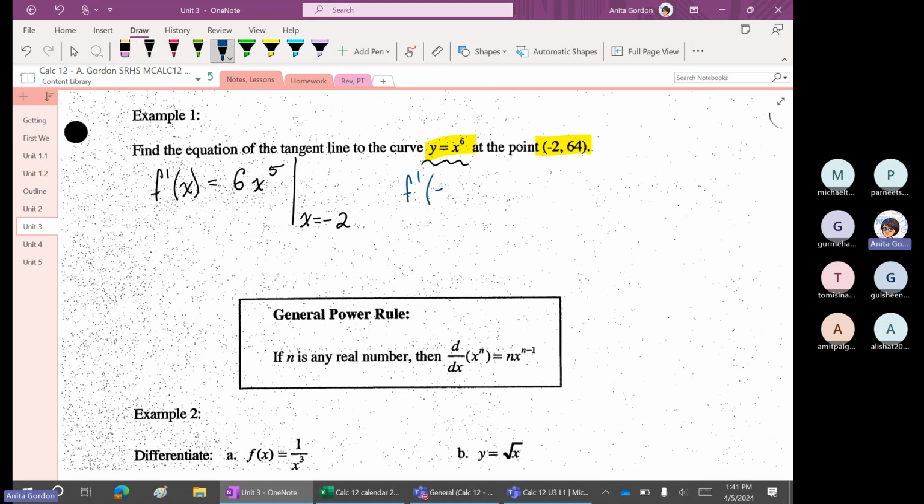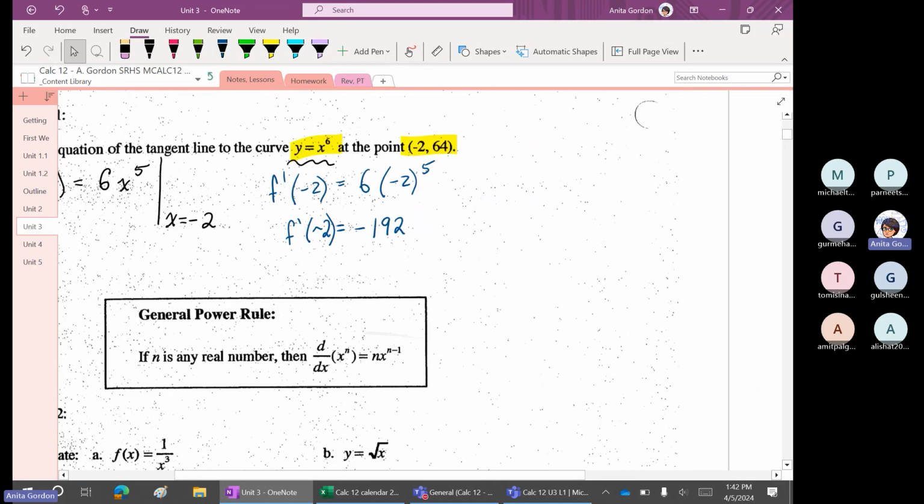F prime evaluated at -2 is the same as 6 times -2 to the power 5. I'll give you a head start. It's a negative number. What would you get? 192. So this is the derivative at the point -2.